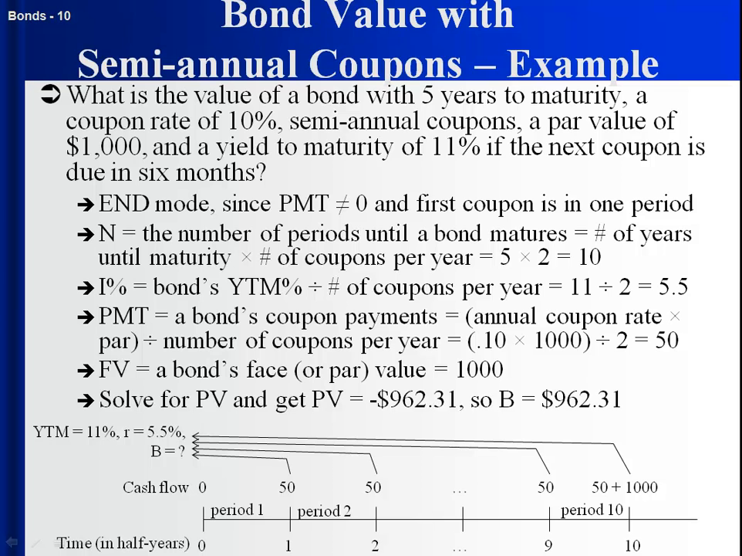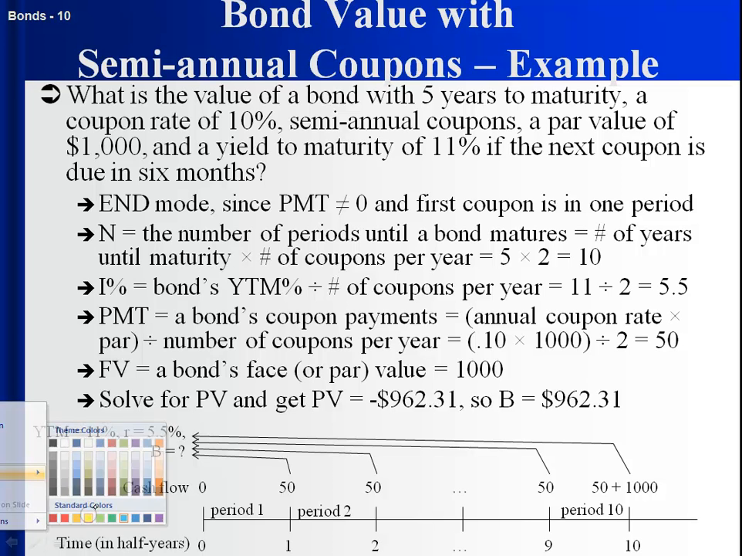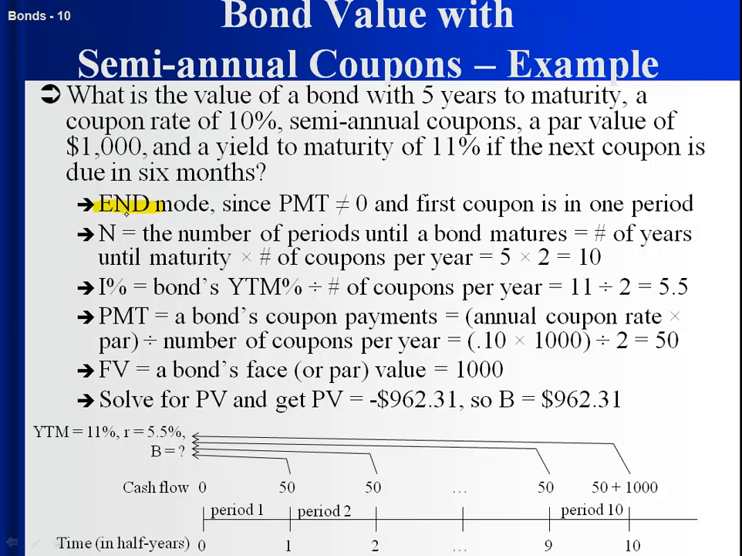If you want to let the financial calculator do all the work for you, then again, end mode, FV of 1,000. What's N? Well, it matures in 5 years, and they're semiannual, so there's 10 half years. I percent, 11% divided by 2 gets us 5.5%. That's our discount rate. Payment, 100 per year, but 50 per coupon. FV is 1,000, so we have everything. Solve, negative 962.31, so the price is 962.31.